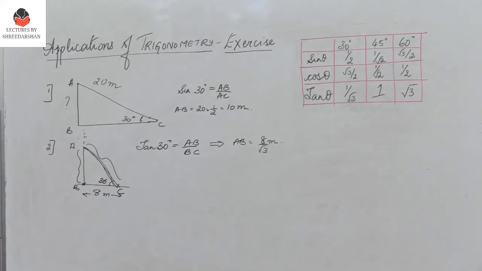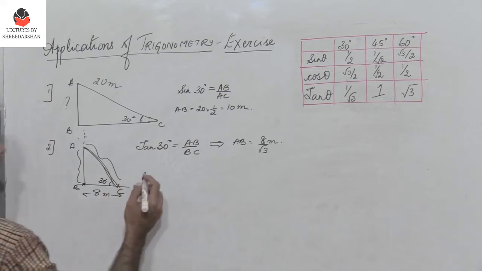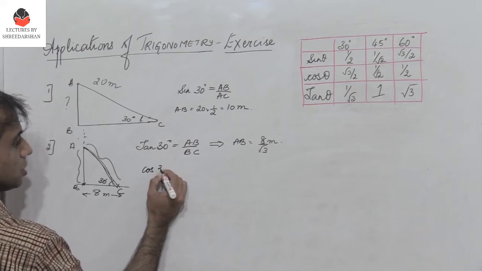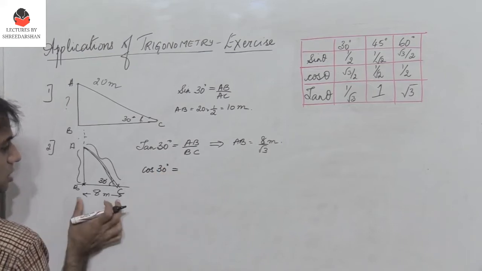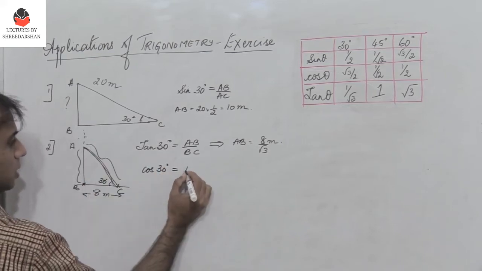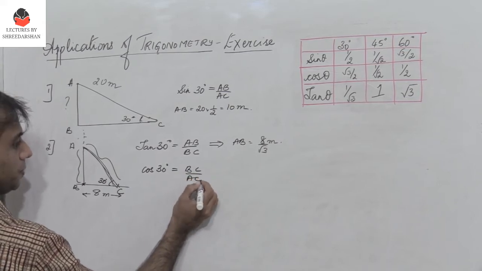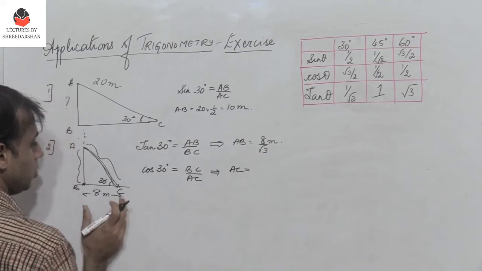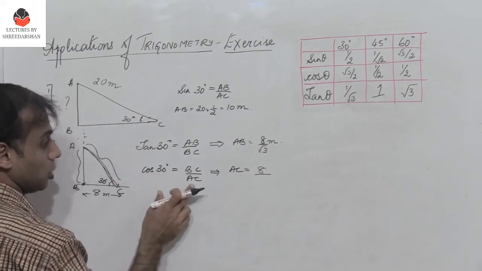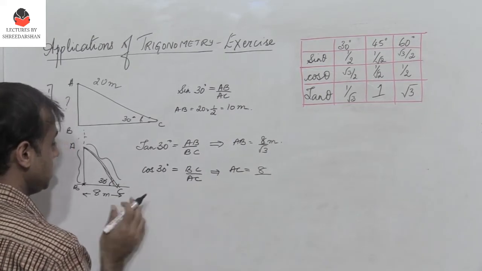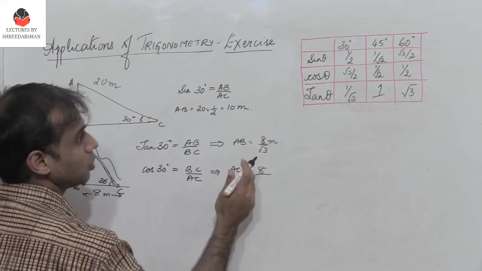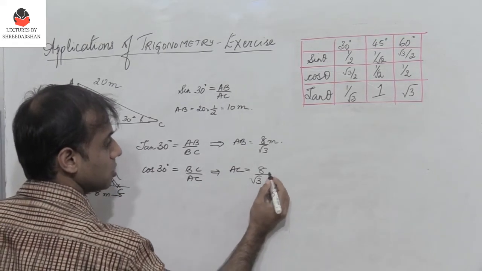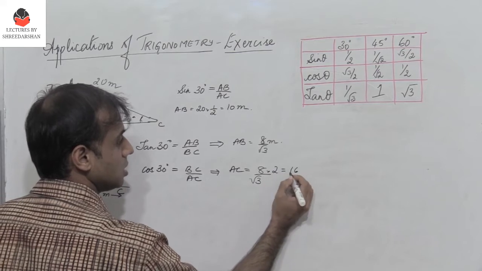Okay, so after having done that, let us try to find AC. Now let me use cos 30. What is cos 30? It is the adjacent side by the hypotenuse, which is BC by AC. So we need to find AC, which is the hypotenuse. So AC is BC, which is 8, divided by cos 30. What is cos 30? Root 3 by 2. So 2 goes on top, which is 16 by root 3.